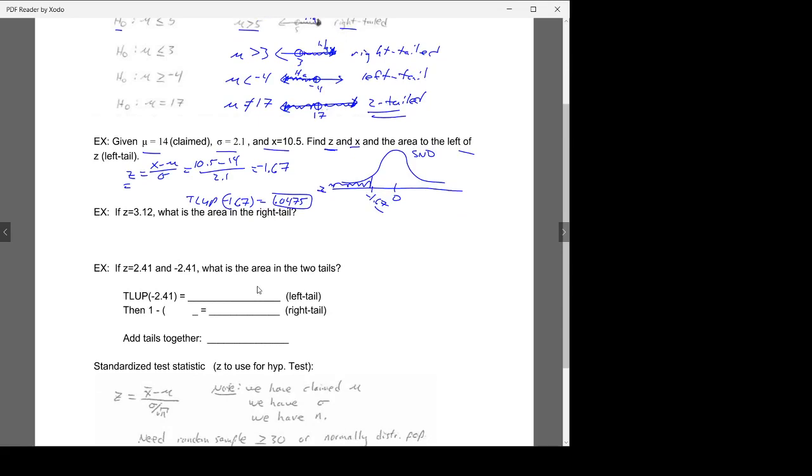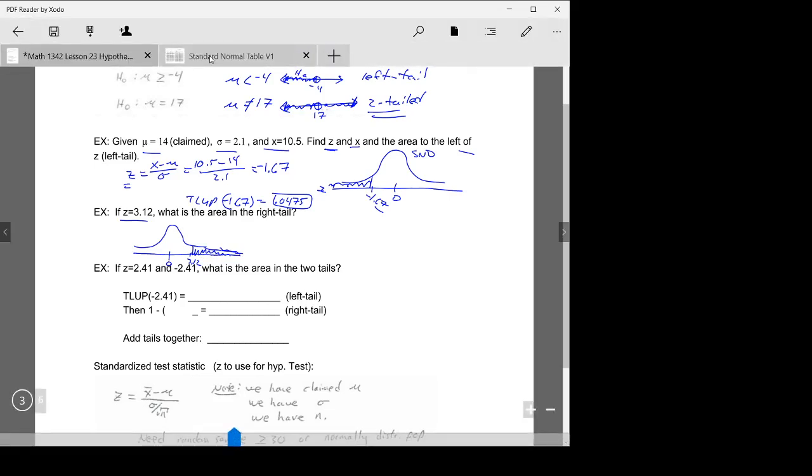All right, so let's try this one. If z is 3.12, okay, so this has given us the z. What's the area in the right tail? So let's draw a little picture here. And 3.12 is there. And we want the right tail, so it's everything to the right. This goes down to 0, but never gets to 0, it's infinite. So 3.12, everything to the right of that.